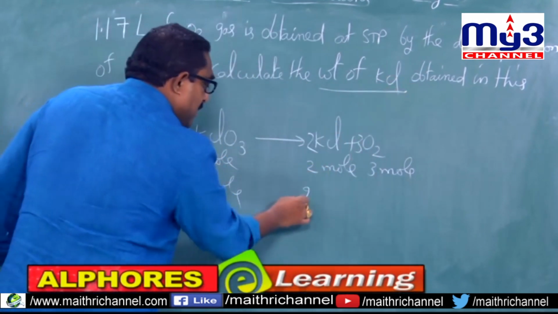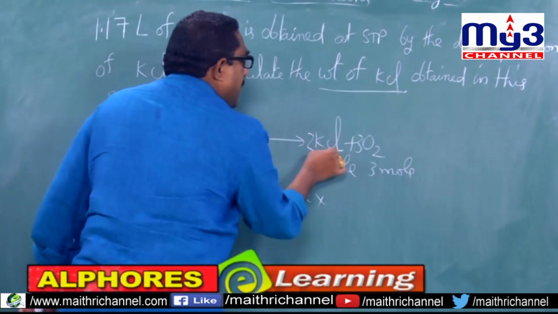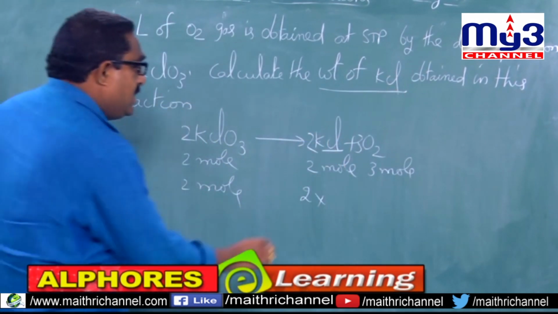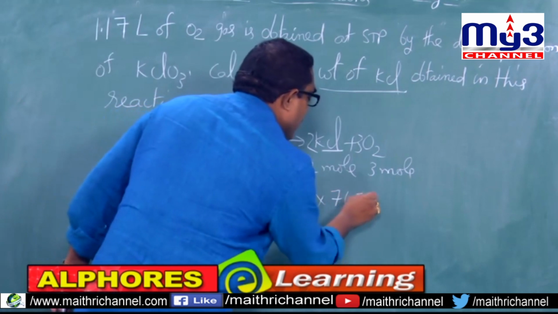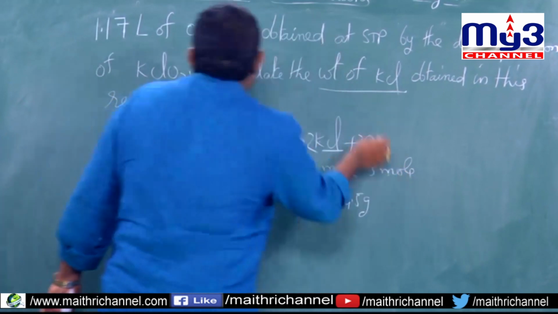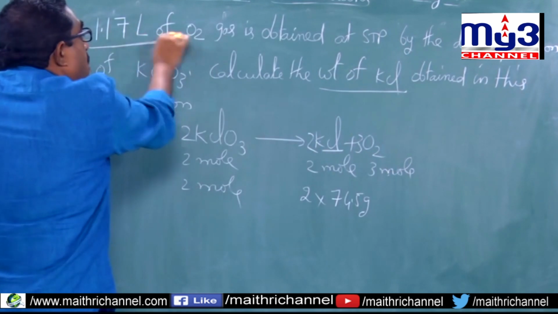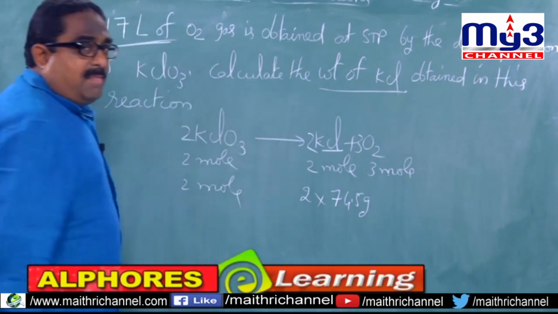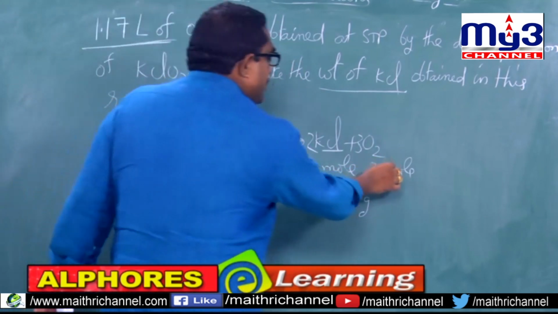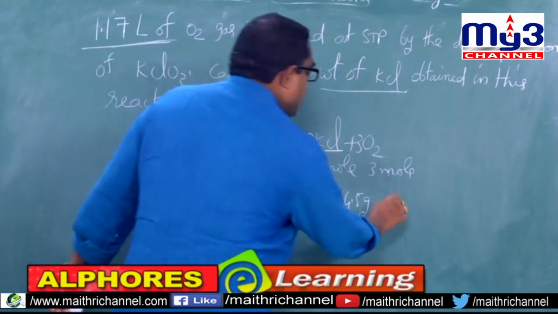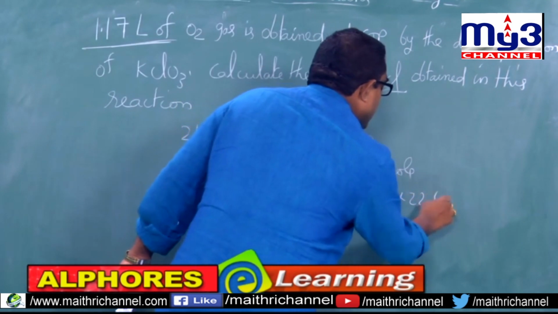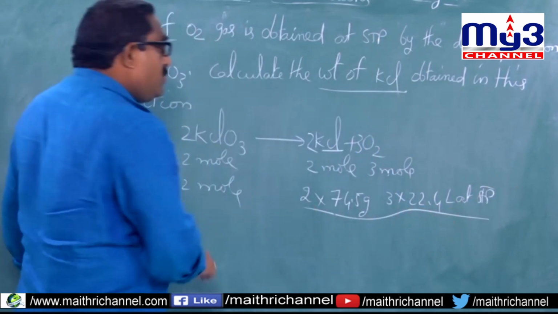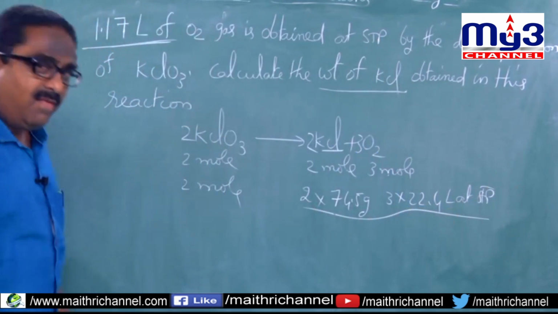So, convert this into mass. 2 into potassium chloride formula mass: potassium 39, chlorine 35.5. So, 74.5 grams. And for this he has given volume data, and also STP has been mentioned. So, convert these moles into STP volume. So, simply you can write 3 into 22.4 liters at STP. Now, based on these two data, we are going to solve this question.